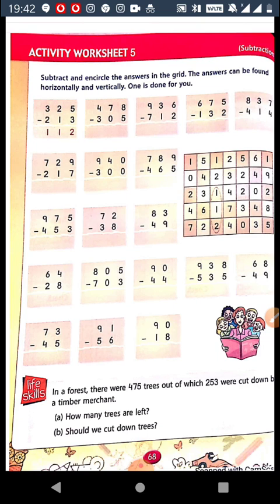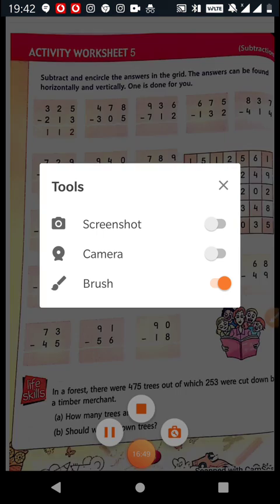Now in this activity worksheet, this is a fun exercise. Subtract and encircle the answer in the grid. The answers can be found horizontally and vertically. One is done for you. Now see the first one, 325 minus 213. And the answer is 112. So 112, can you find 112 in the grid? It is vertically. So you can find the answers horizontally as well as vertically. I will do a few sums to explain the concept.